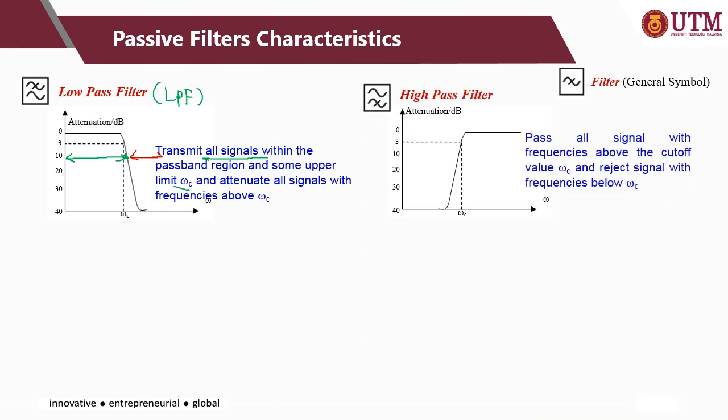Next, the high pass filter. So this is the low band area. For the high pass filter, it allows the signals within the passband region, above omega c, and rejects signals in the stopband area.